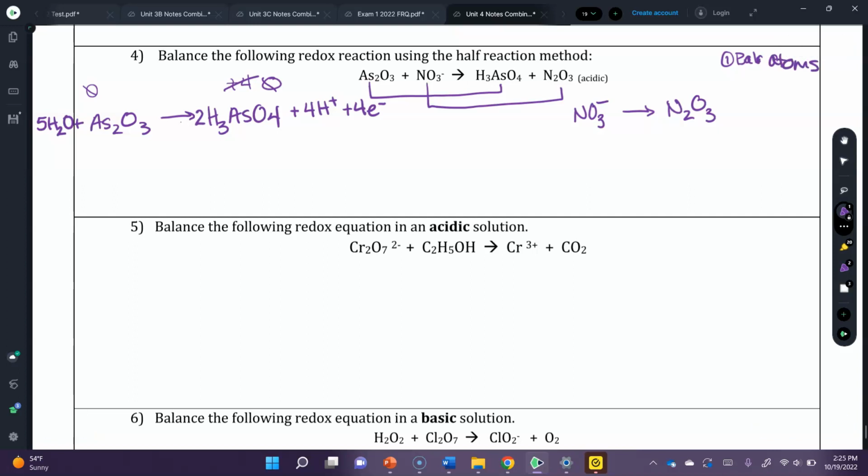So, and not hydrogen and oxygen. So I have 2 nitrogen. I need 2 nitrogen here. Everything else is balanced besides hydrogen and oxygen.